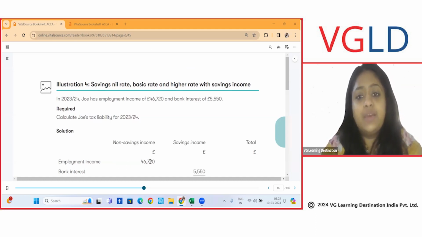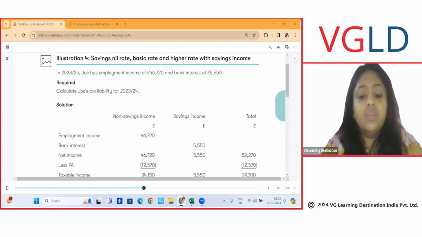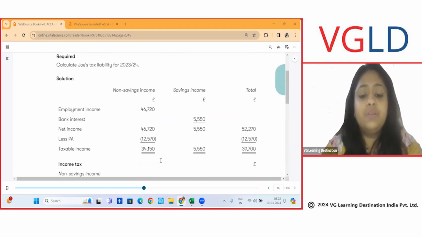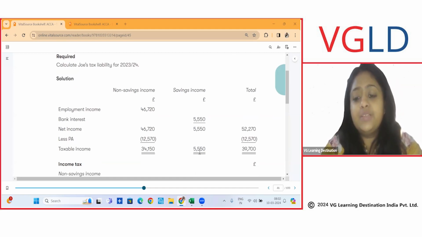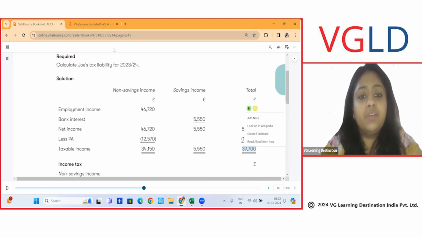Employment income is 46,720. Bank interest is 5,550. You'll reduce the PA of 12,570, so we get taxable non-savings income of 34,150. Savings income is 5,550, and the total is 39,700. Anyone who could not get this, please type it in the chat box. The total taxable income is 39,700.